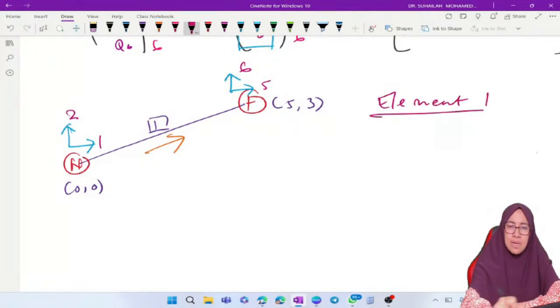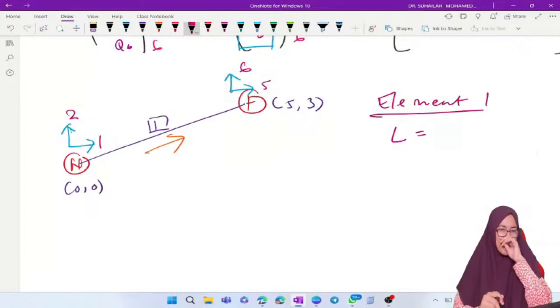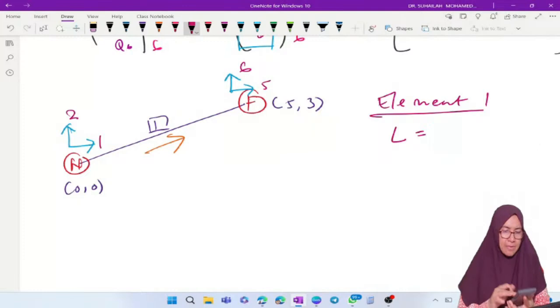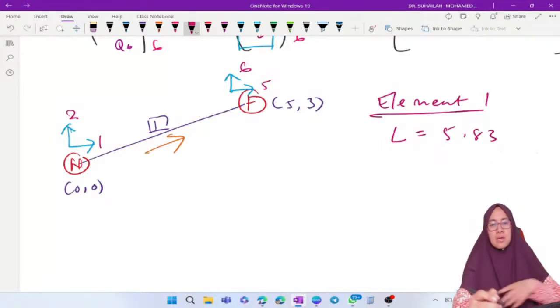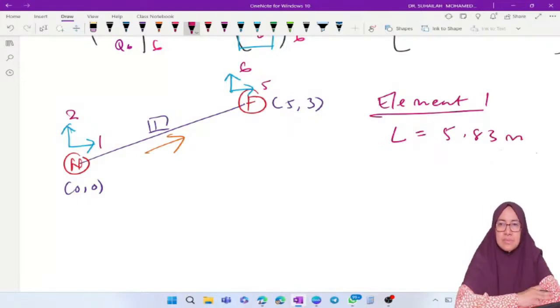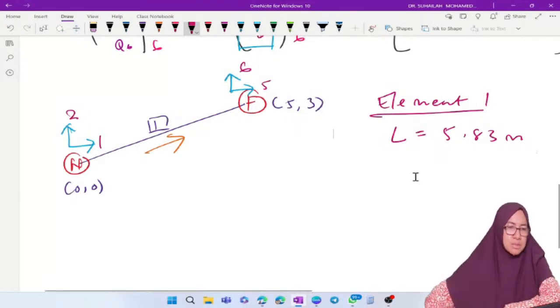L for this element, the length for this element, equals 5.83 meters. This is the length. Let's find the formula to calculate this.